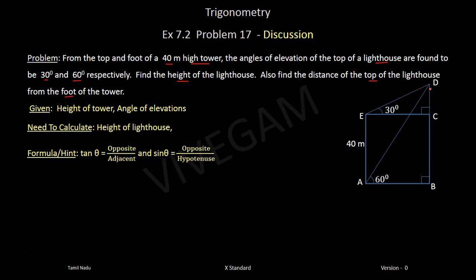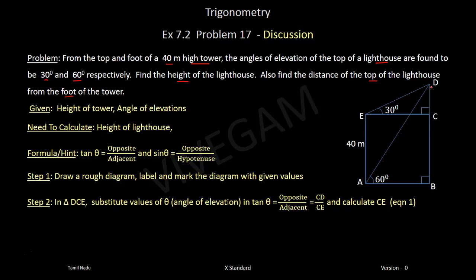Tan theta equals opposite by adjacent and sin theta equals opposite by hypotenuse. In all these cases, we have to relate this to this, so that is always tan theta. But in this specific case, we also need to find this length, that is AD, which is nothing but the hypotenuse of this triangle ABD. So that is why we have to use sin theta here. What's the step? Draw a rough diagram, label and mark the diagram with given values.